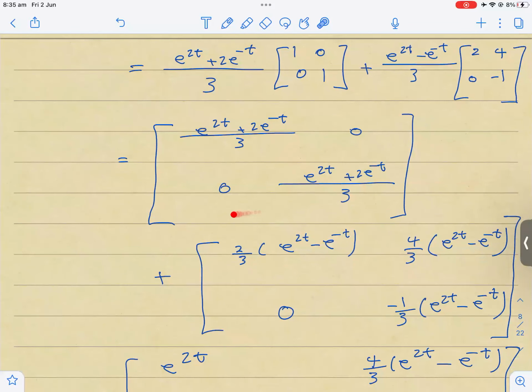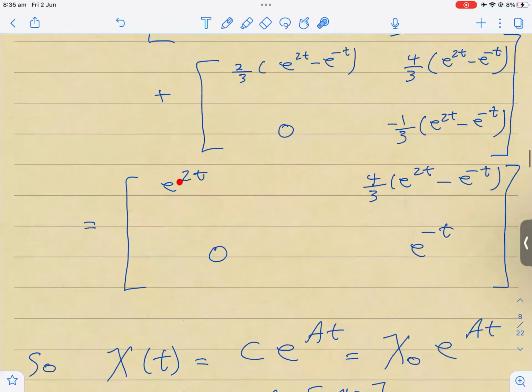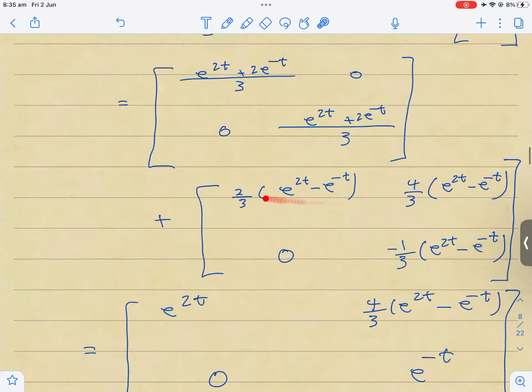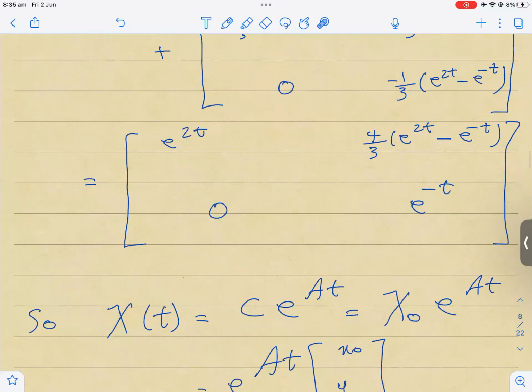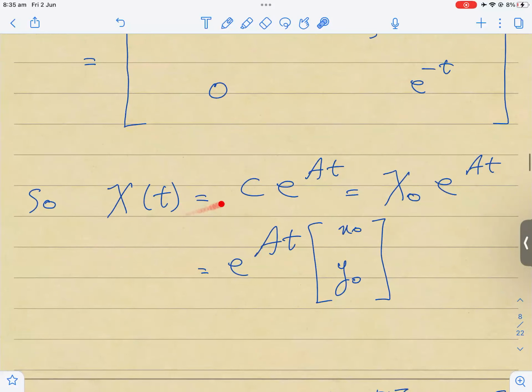This reminds me of cosh, this reminds me of sinh, so I can combine these matrices. Okay, did I do this right? So x of t equals c times e to the At, so x0 e to the At. It means this times x0.